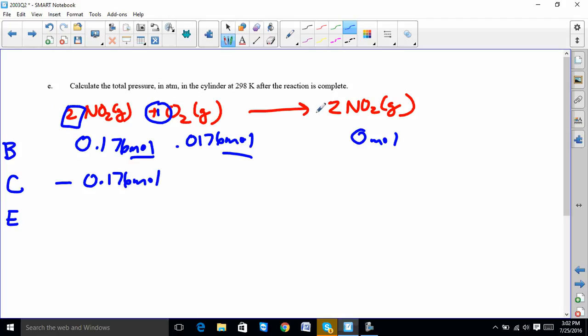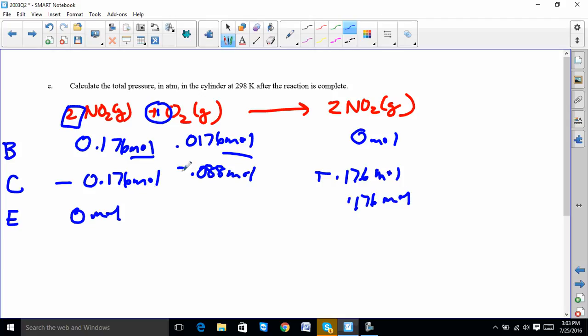And then because this is a 2, this is a 2, this is going to go up 0.176 because this is a 1 to 1 mole ratio. But this is interesting. Only half of this is going to go away. So I have to take 0.0176 and divide it by 2, because two molecules of this react with one molecule of that. And so only half of this is going to be gone. And at the end, you have 0 moles here, and you have 0.176 moles here. But the interesting thing is you have some excess oxygen in there.